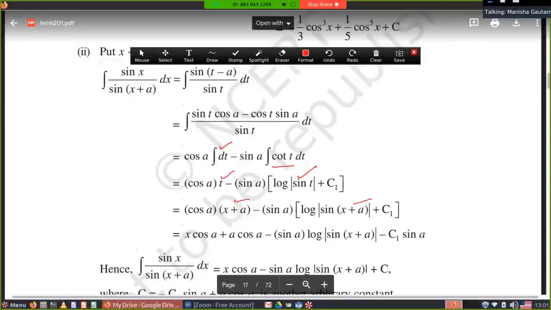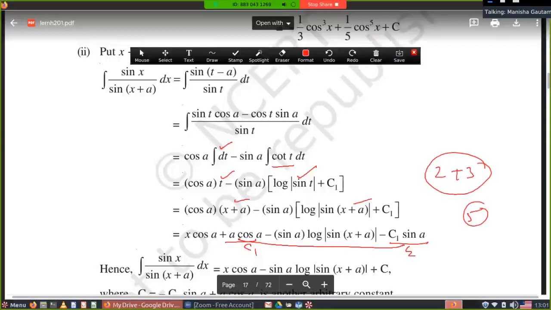When the constant terms are collected, cos a is constant, c1, and sine a is constant, c2. When these two constants are added, just as 2 plus 3 you can write as 5, you get the constant c. That's why it is written c here.